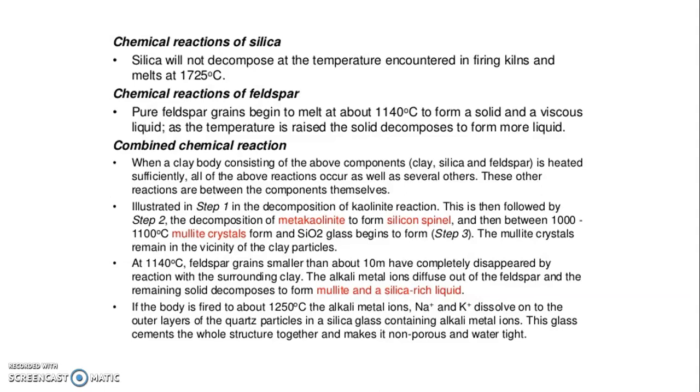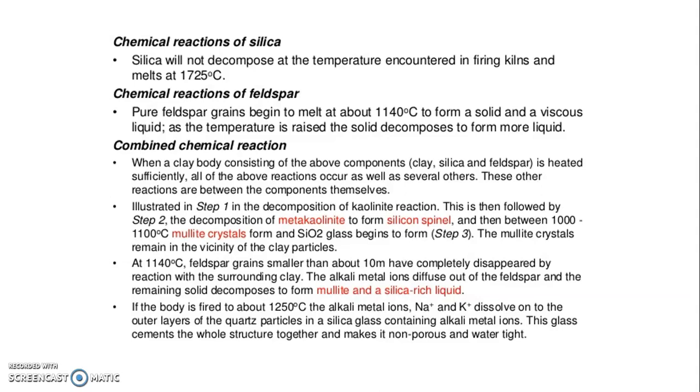metakaolinite to form a silicon spinel, and then between 1000 and 1100 degrees Celsius mullite crystals and silicon dioxide glass begin to form in this step 3. Mullite crystals remain in the vicinity of the clay particle. At 1140 degrees Celsius, feldspar grains smaller than about 10 micrometers have completely disappeared by reaction with the surrounding clay.